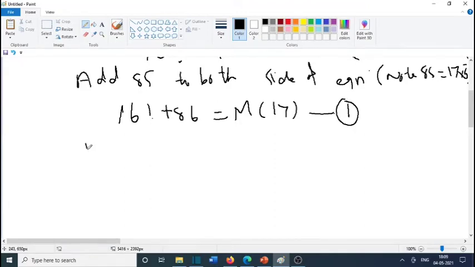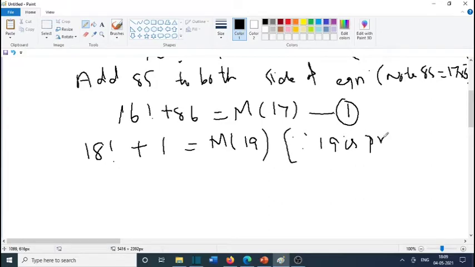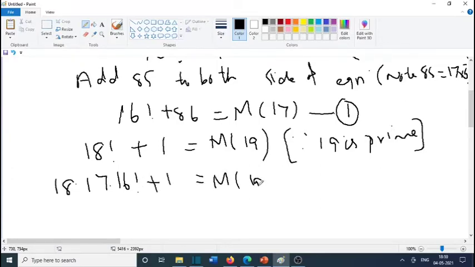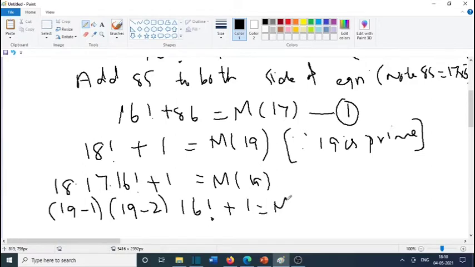Now again use Wilson's theorem. So 18 factorial plus 1 is a multiple of 19, since 19 is prime. So 18 factorial we could write 18 into 17 into 16 factorial plus 1 is a multiple of 19. So 18 is 19 minus 1. Next 17 is 19 minus 2 into 16 factorial plus 1 is a multiple of 19.